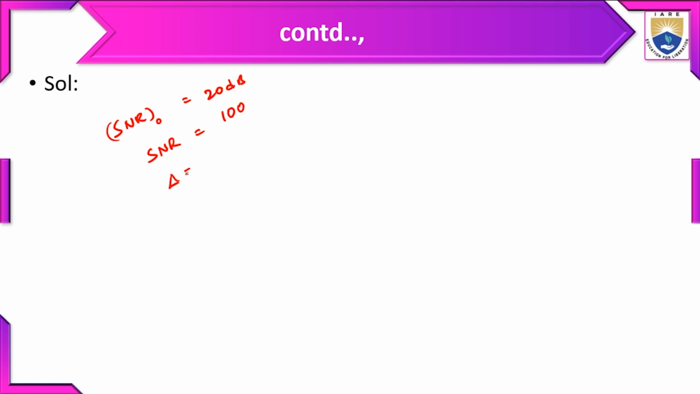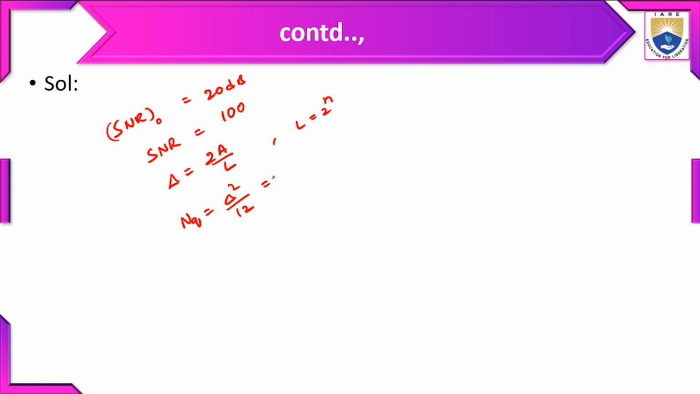Now delta. What is delta? Step size. It is 2m max by L. So simply you can take it as 2a by L. And we know that L value is 2 power n. And the quantization noise, we can mention as NQ or sigma q, that is delta square by 12. Already done in the first problem. Similar. Delta square by 12.